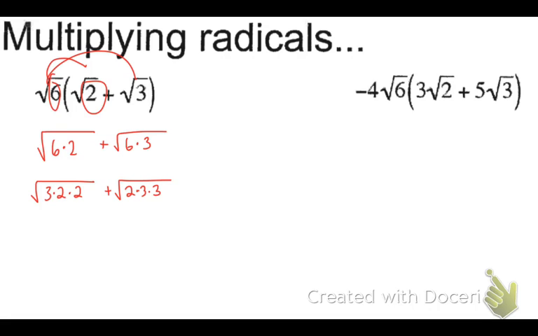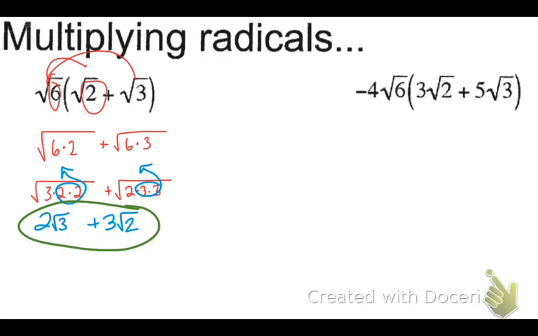So then we prime factorize each. Find our pairs in this case because they're square roots. So then simplify those, and we are done. Those are unlike radicals, so that's the end of the problem.